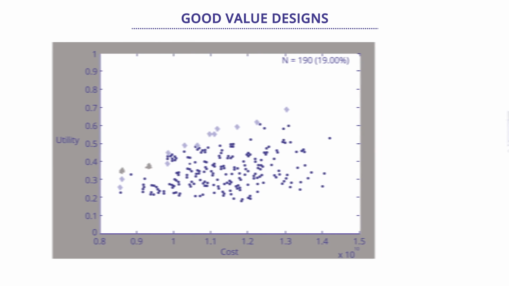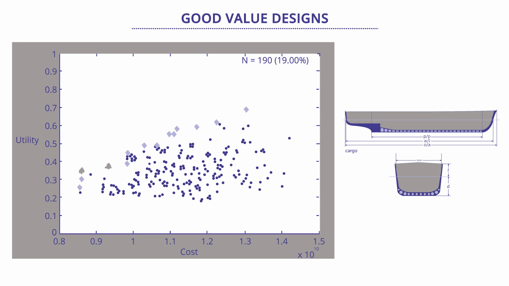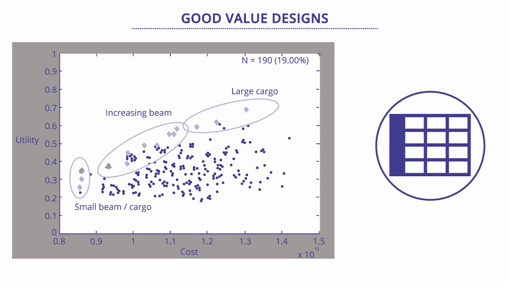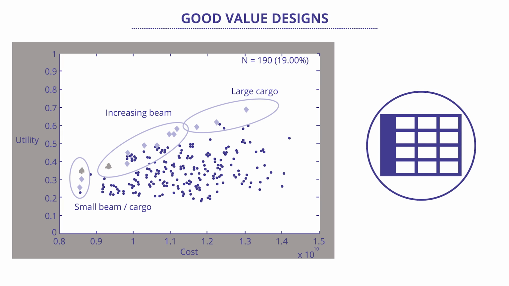As an example, consider the ship design trade space. Looking along the Pareto front, we see that there's a trade-off. Small beam designs dominate the low-cost end of the Pareto front, whereas increasing beam eventually changes over to large cargo space arrangements in the higher cost regimes of the trade space. Typically, we take our Pareto set designs and put them in a table for comparison. This tends to be viable as long as the number of alternatives is not too large.